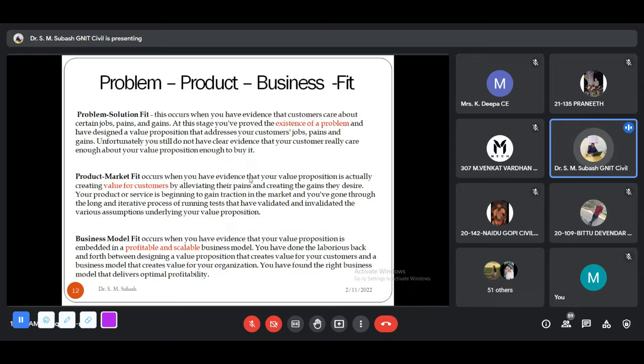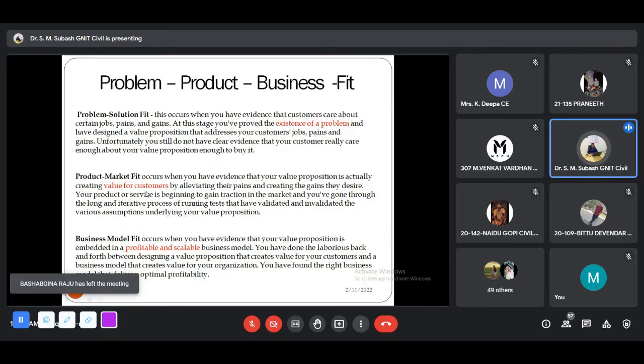As entrepreneurs, people like us will concentrate on what I have said, and the same thing is given here. We just see that red line. First, find the existence of a problem. I give an example: unavailability of materials. With our civil and IT background, we can develop some apps useful to the public. Then product market fit, value for customers.